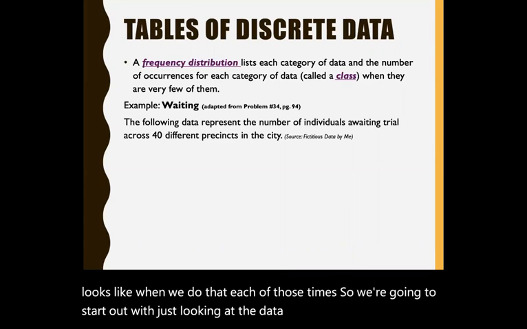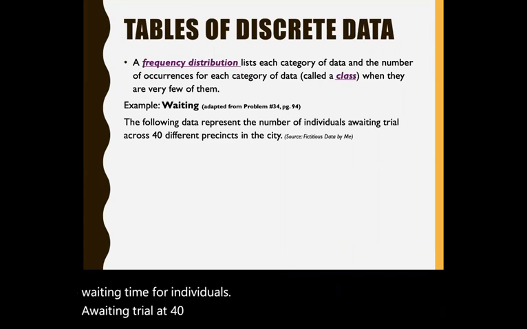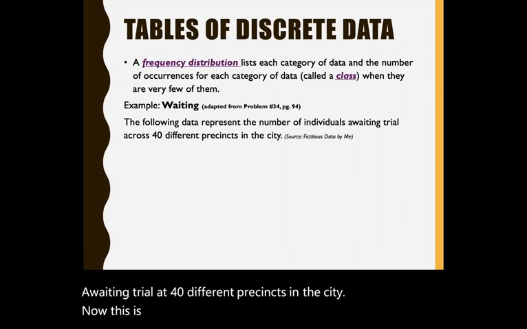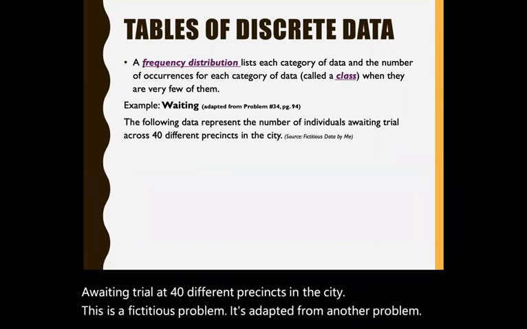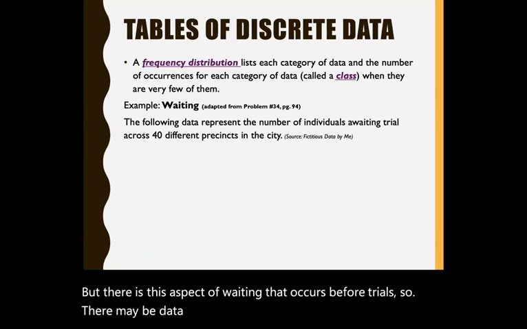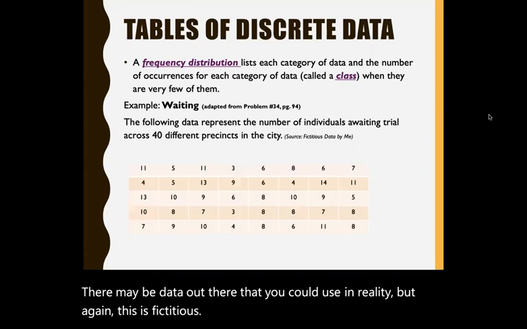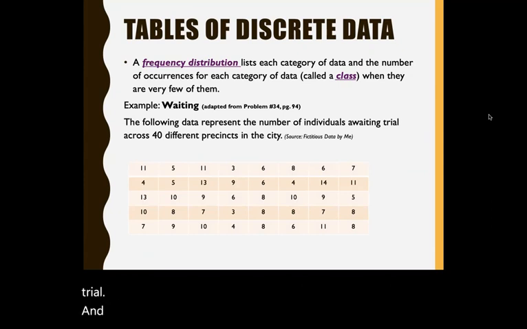So this data is about the waiting time for individuals waiting trial at 40 different precincts in the city. Now, this is a fictitious problem. It's adapted from another problem, but there is this aspect of waiting that occurs before trials. So there may be data out there that you could use in reality, but again, this is fictitious. So suppose these are the waiting times for the individuals awaiting trial, and these will be in minutes.